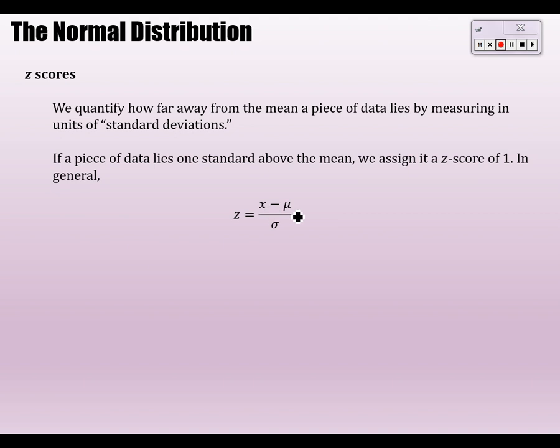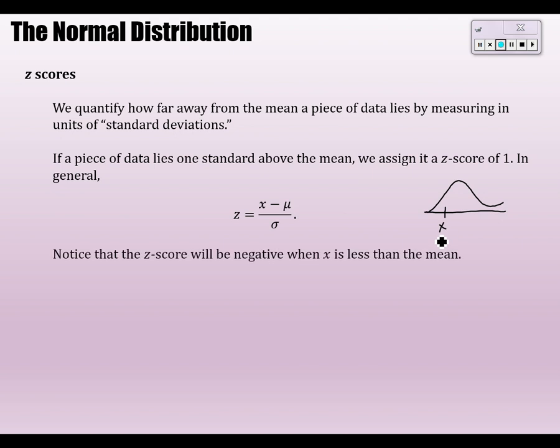You take the value. The numerator computes the distance you are away from the mean, and then we divide by the standard deviation to figure out how many standard deviations that is. Like I said, this should just make sense. And of course, notice that the z-score could be negative. We haven't said that yet, maybe, but it could be. When? When your x value is below the mean, when it's left of the mean.